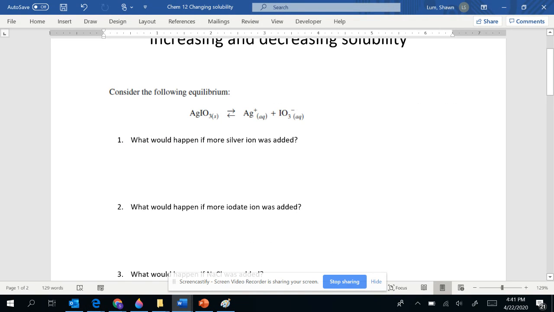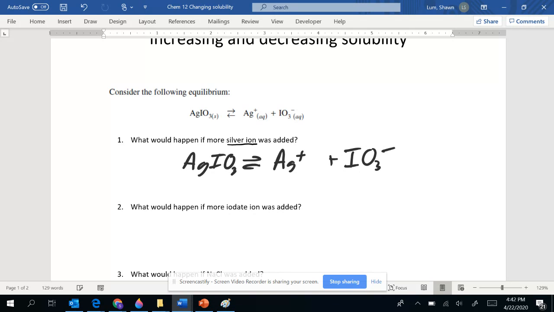So what would happen if more silver ion was added? Now this whole thing is all equilibrium, shift left, shift right kind of stuff, but with solubility. So if more silver was added, I'm going to write this formula out again: AgIO3 forms an equilibrium with Ag plus and IO3 minus.